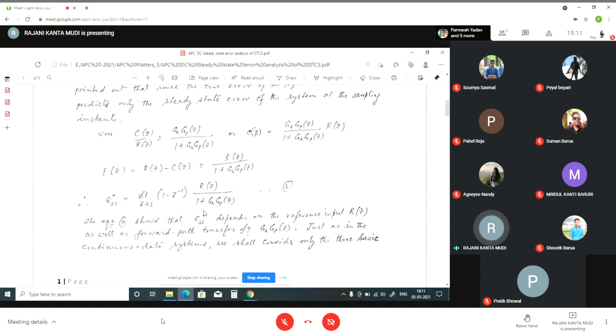This equation shows that the steady state error of a discrete system also depends, just like its continuous counterpart, on the type of input R and the type of plant Gp. While studying steady state error in the continuous domain, we considered type 0, type 1, type 2 systems. Here also we will consider different types of systems and different kinds of inputs: step input, ramp or velocity input, and parabolic or acceleration input.